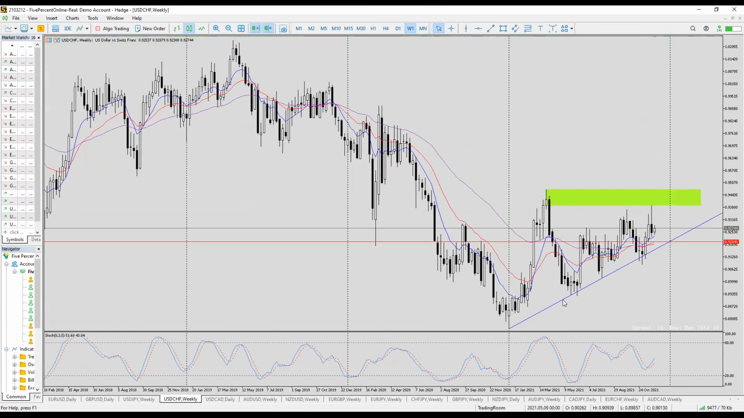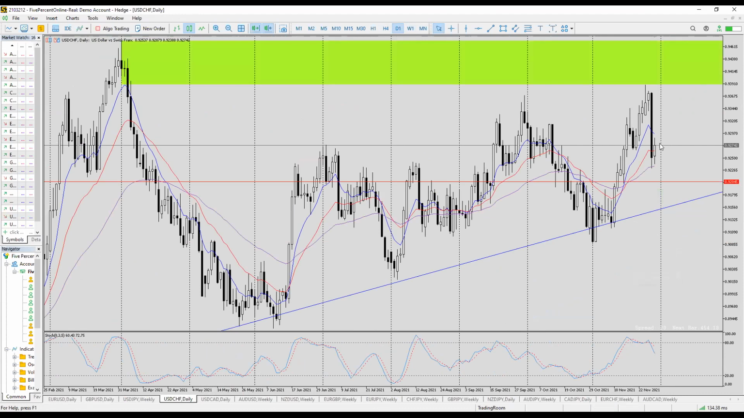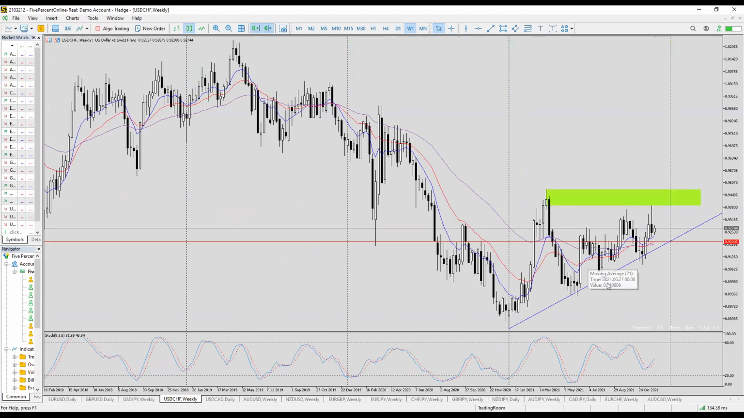Dollar Swiss, this trend line is holding on the weekly chart. This trend line is holding the price to the upside. On the other hand, this supply zone was touched last week, pretty much to the pip, and the dollar Swiss dropped from there. So the Swiss currency is relatively strong, relative to other currencies. But as I always say in the last few weeks, the overall trend is not very clear.